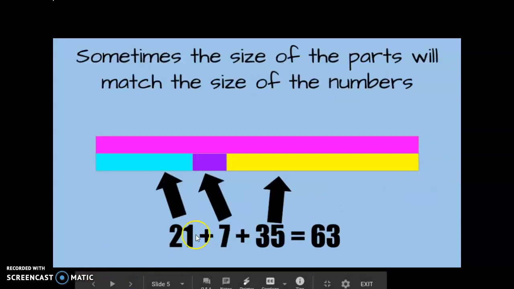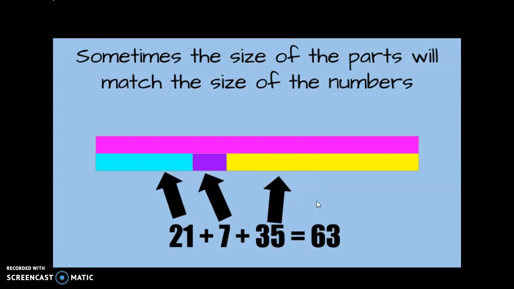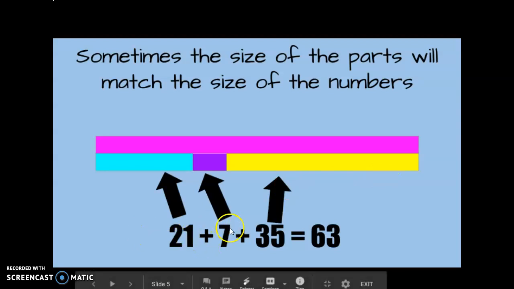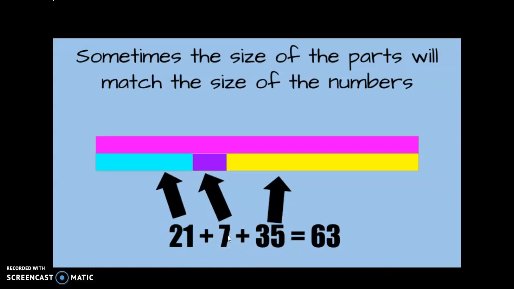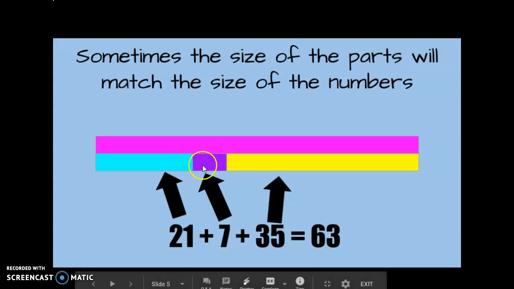So we're going to move on. Here we see another type. When we get to different levels, what we start to do is change the size of the boxes to match the size of the number. So here I have 21, 7, and 35 all being added together. So 7 is way smaller than the numbers 21 or 35. So as you see, I have a box that's obviously smaller than the other 2.